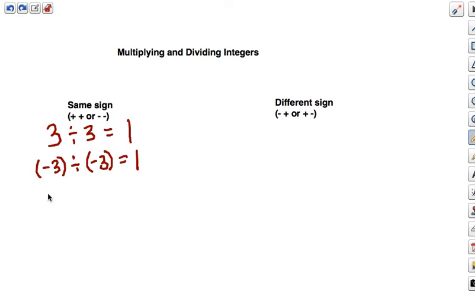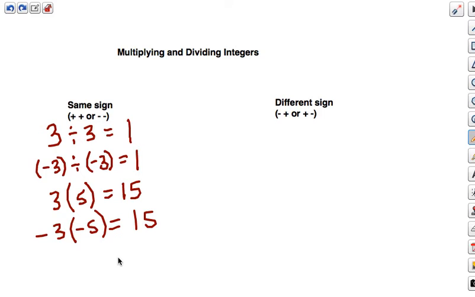Let's also look at some multiplication examples. If we had 3 times 5, okay, a positive times a positive is always a positive. Same holds true if it is a negative. Negative 3 times negative 5 is also a positive 15. Okay, so notice there's no multiplication symbol, but we know when you have the parentheses and no symbol between them, it means that we're going to be multiplying here.